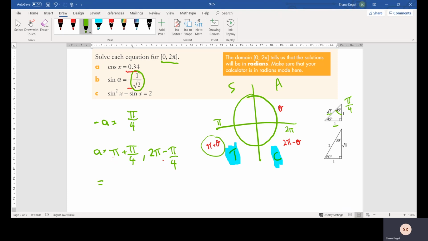So I get 5 pi on 4, or I get 7 pi on 4, which is 2 pi take pi on 4. Perfect. Looking at the last question, which is part C. Part C, I've got sine squared take sine equals 2.